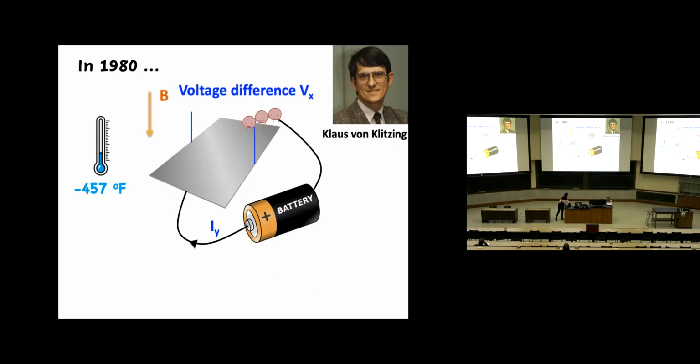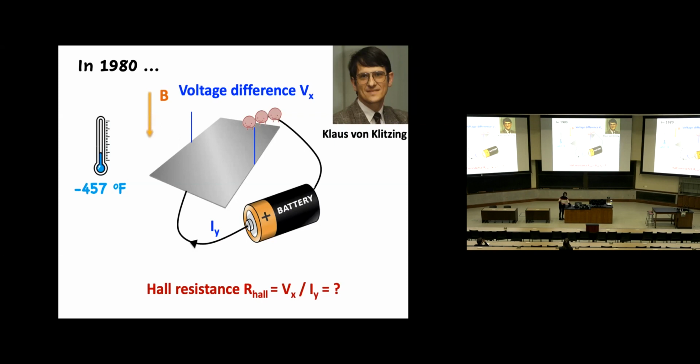Again, he did the same experiment. He pushed the electrons using the current in the longitudinal y direction, and then measured whether there's any voltage drop in the transverse x direction. He looked at the ratio of this voltage difference in x and the current in y, the Hall resistance, and how it changed with the strength of the B field. Basically, he repeated what Hall did.